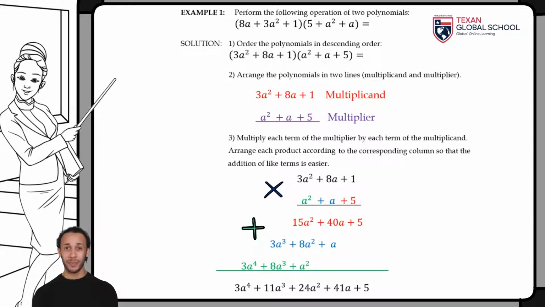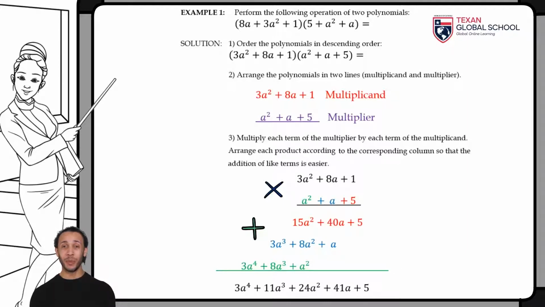so on. We then multiply each term of the multiplier by each term of the multiplicand. We arrange each product according to the corresponding column so that the addition of like terms is easier. In this way, we obtain a descending ordered result of 3a to the 4th power plus 11a cubed plus 24a squared plus 41a plus 5.